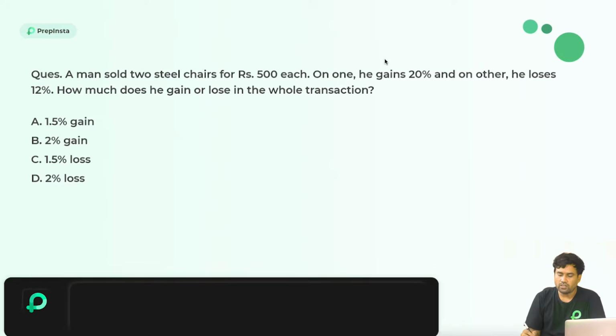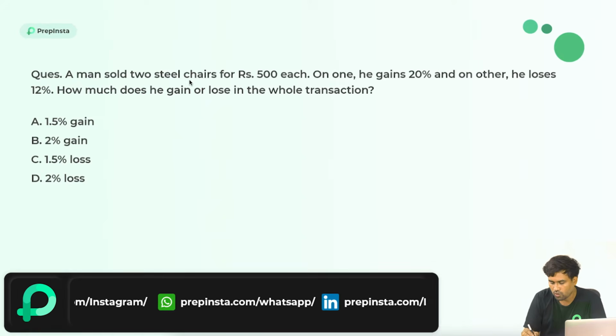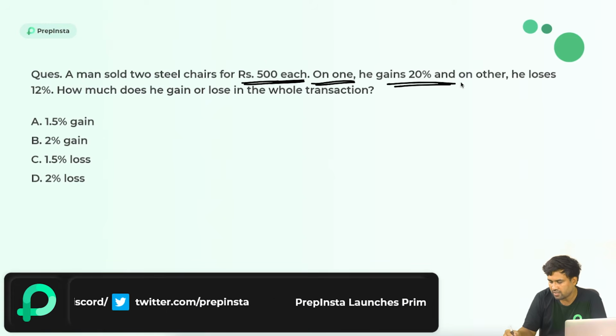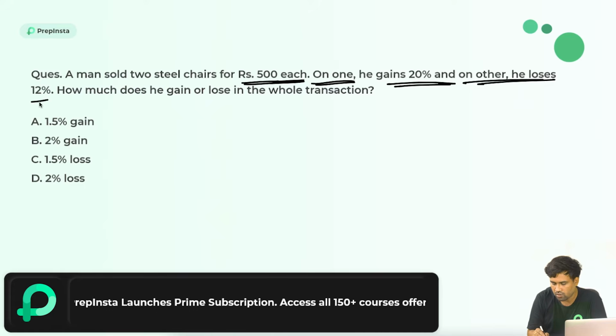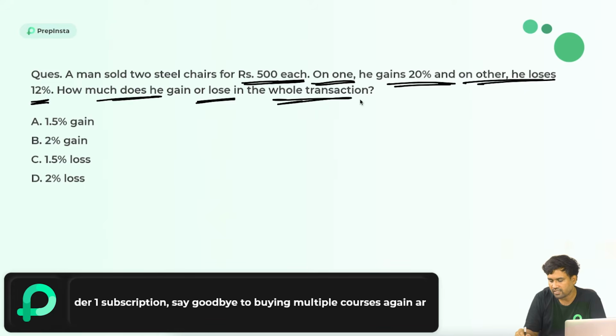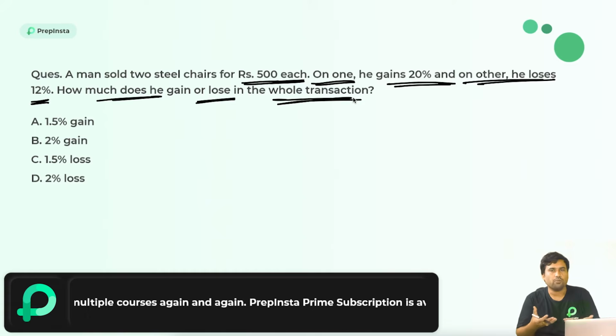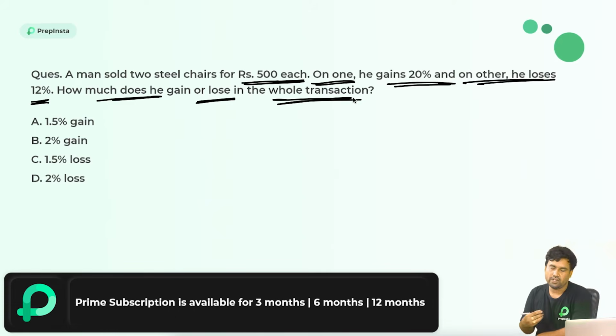Okay, just look into the explanation now. A man sold 2 steel chairs for 500 rupees each. On one, he gains 20%, on another, he loses 12%. How much does he gain or lose in the whole transaction? So this is a problem related to profit and loss. So let's see how we can do this.